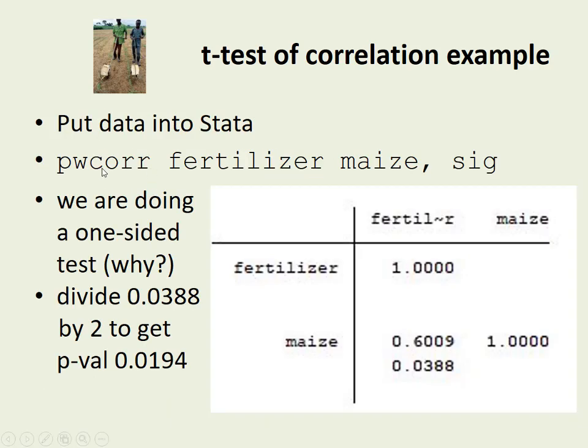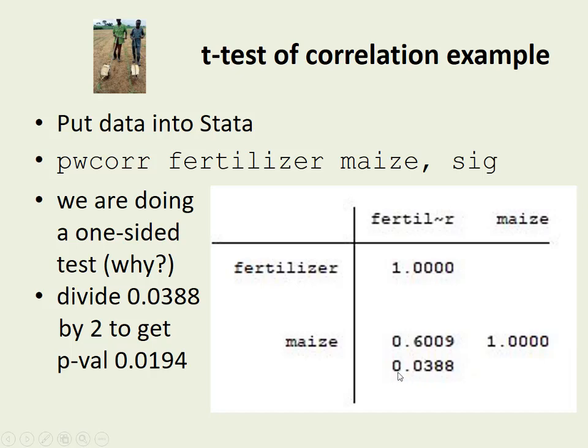This is the command: pairwise correlations, fertilizer maize. You've seen this part before. This just gives you the correlation coefficient, and sig makes sure that it gives you the two-tailed significance. You should know why these are ones, because that's fertilizer and maize correlated with themselves. Not very interesting, perfect correlation. But here's the correlation between fertilizer and maize. That's the value you had before, 0.6.